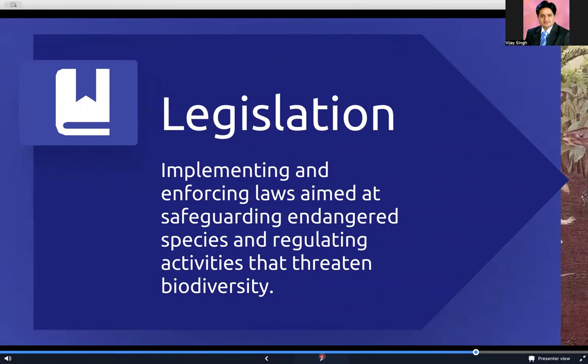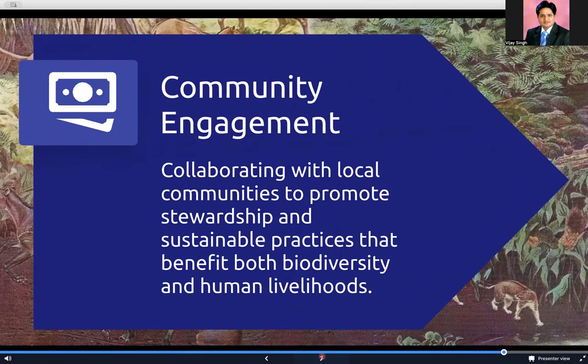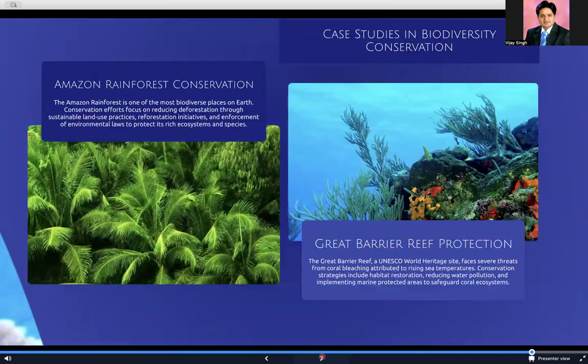Then legislation, implementing and enforcing laws aimed at safeguarding endangered species and regulating activities that threaten biodiversity. And community engagement, collaborating with local communities to promote sustainable practices that benefit both biodiversity and human livelihood.